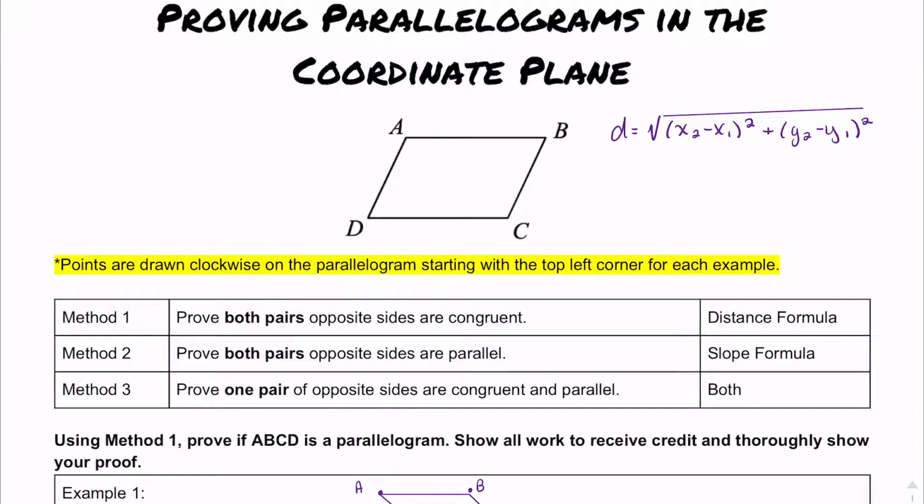For method 1, we want to show that both pairs of opposite sides of a potential parallelogram are congruent given the vertices on a coordinate plane. We can use these ordered pairs to calculate the distance between the vertices by the distance formula. If we get the same distance for the pairs of opposite sides, then they are congruent. To summarize, we want to see for each parallelogram if the top is congruent to the bottom and the left is congruent to the right.